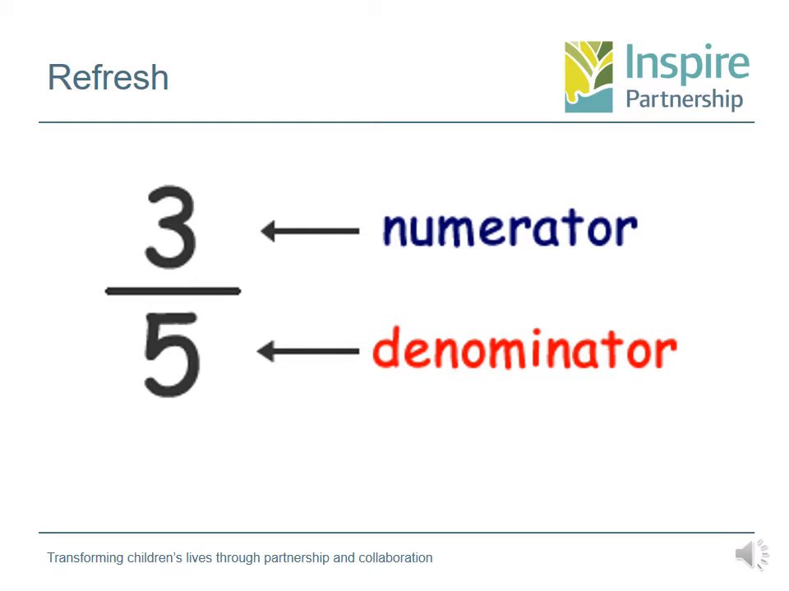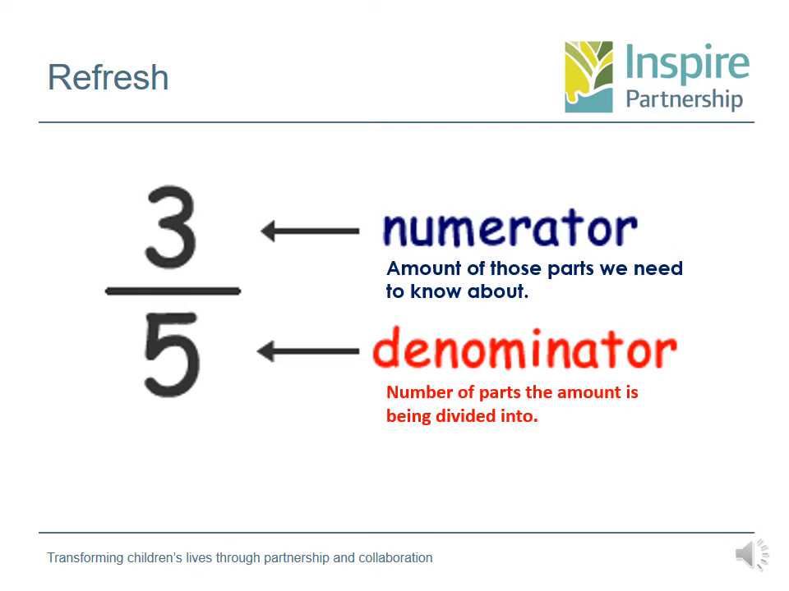I've put this slide back on here for us because I think it's really helpful just to remind us what the numerator is and what the denominator is. So when we are doing fractions of an amount, the denominator, which is the bottom part of the number, is the number of the parts the amount is being divided into. And the numerator is the amount of those parts that we need to know about.